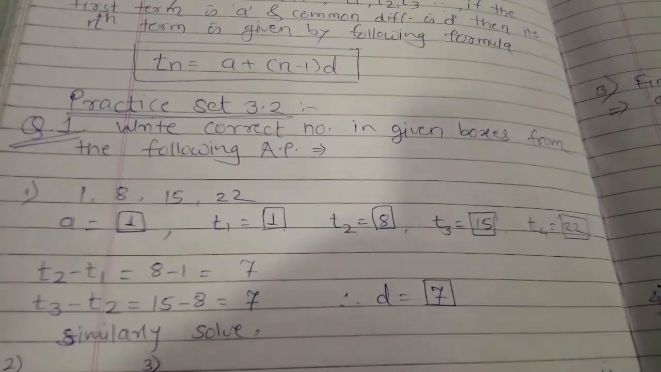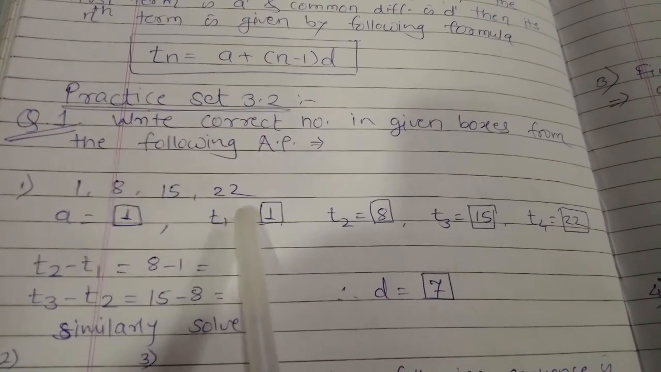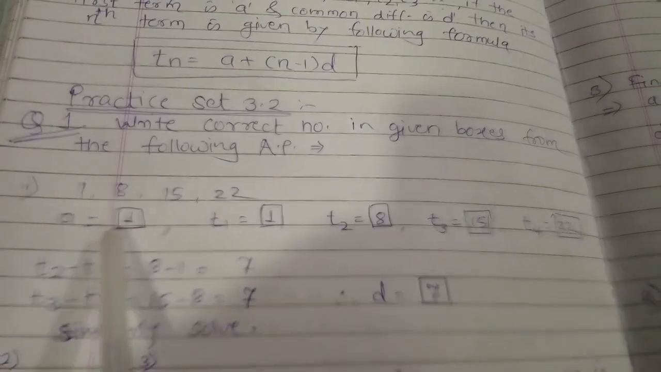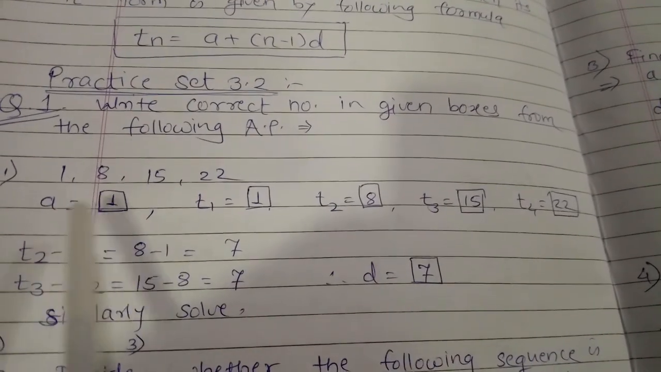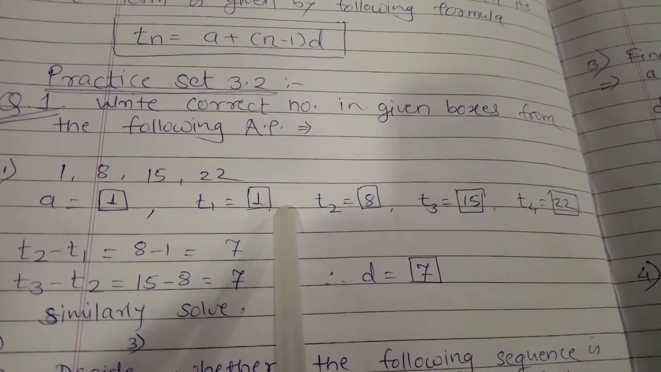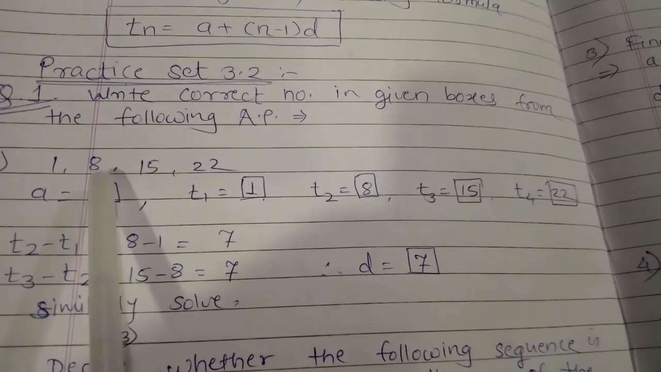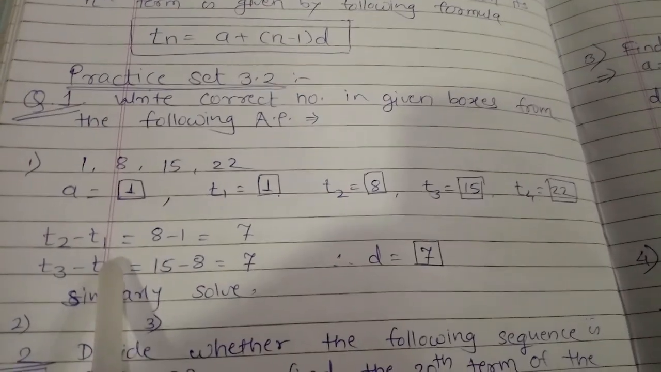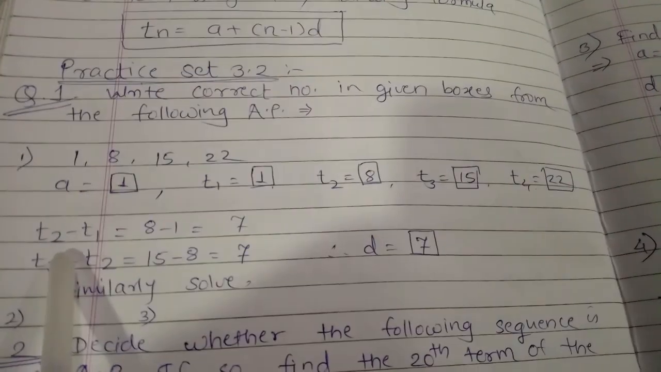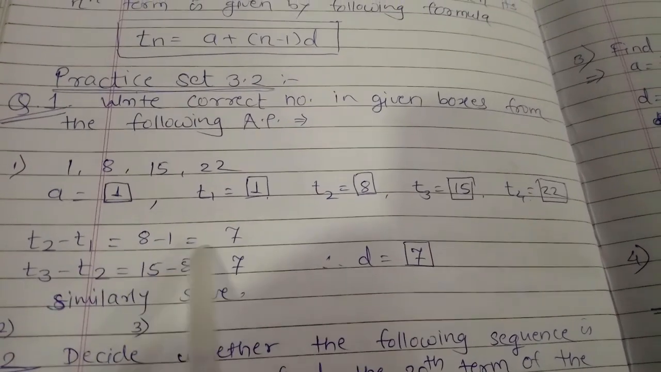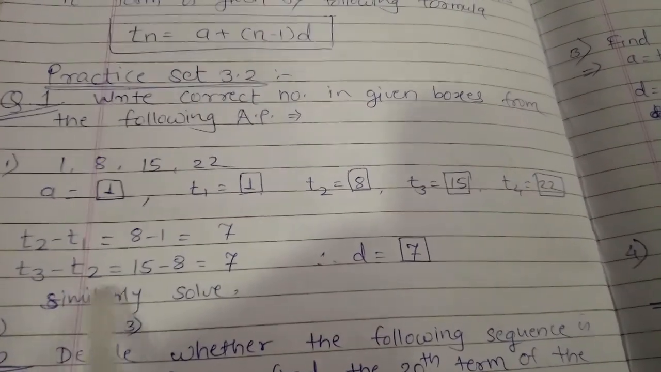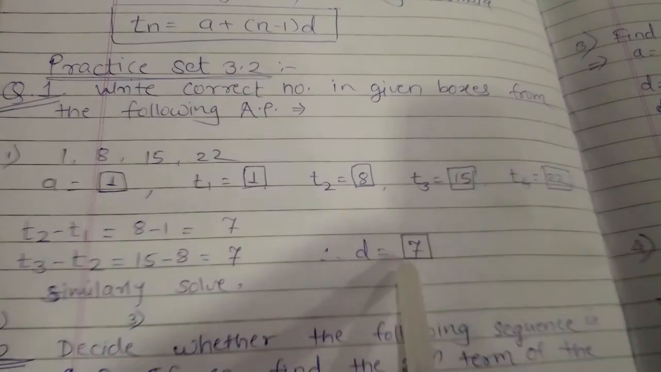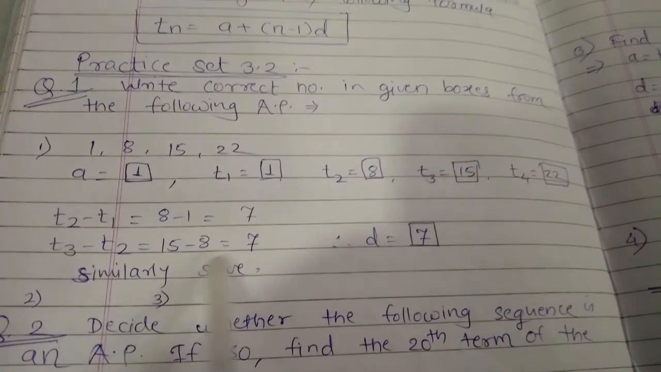The arithmetic progression we are given is 1, 8, 15 and 22. Here a, that is the first term, is 1 and T1 is also 1. Both have the same meaning, that is T1 means a. So both fill in the blanks must be 1. Then the second term T2 is 8, T3 is 15 and T4 is 22. Here we are going to find the difference. It is calculated by the formula T2 minus T1 is equal to 8 minus 1 is equal to 7. Then T3 minus T2 is equal to 15 minus 8, that is equal to 7. So d is equal to 7. And similarly we have to solve the 2nd and 3rd examples from the same question.